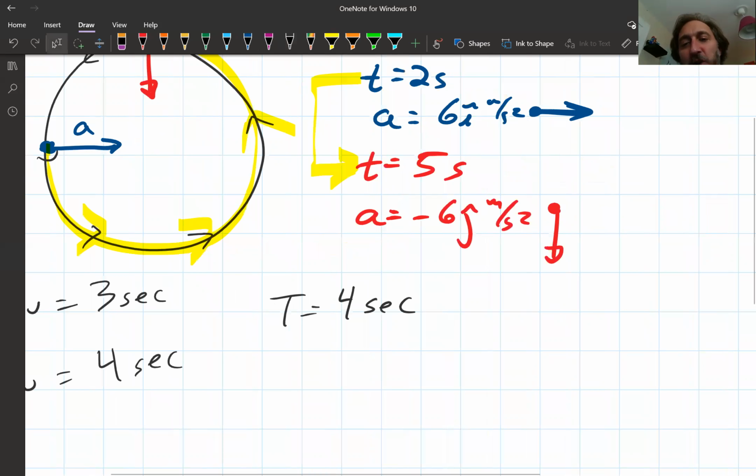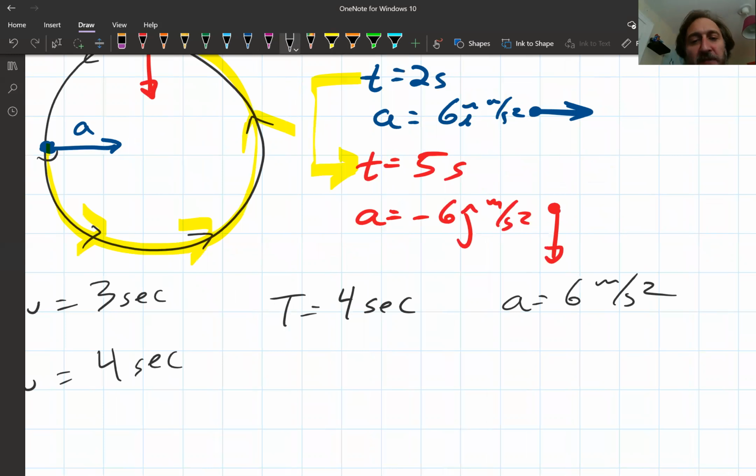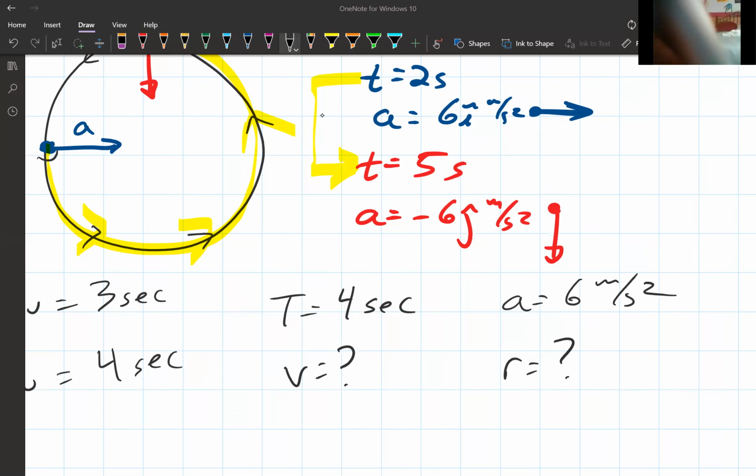What else do we know? We know the acceleration has a magnitude of 6 meters per second squared. And the problem wants us to know what the velocity is. I also noticed that we don't know the radius. So what I'm now conscious of is the fact that we have 2 unknowns. We don't know the velocity or the radius.